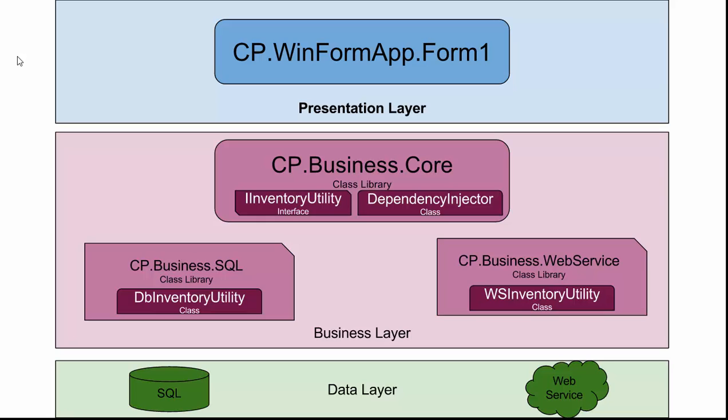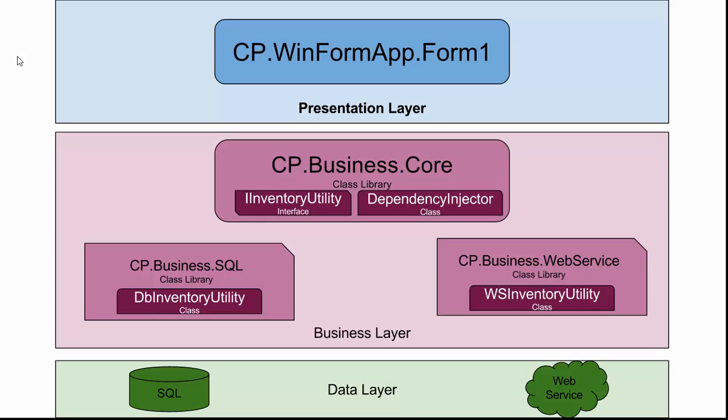So we have our presentation layer at the top, and then we have this larger, more complex business layer. In that layer, we have a core for our business layer that includes the interface and the dependency injector. We then have separate class libraries for each one of our IInventoryUtility implementations. So here I've actually done two implementations. One is a database-based implementation, which is what we've done in our video lectures up to this point. And then there's a secondary one, which is connecting to a web service.